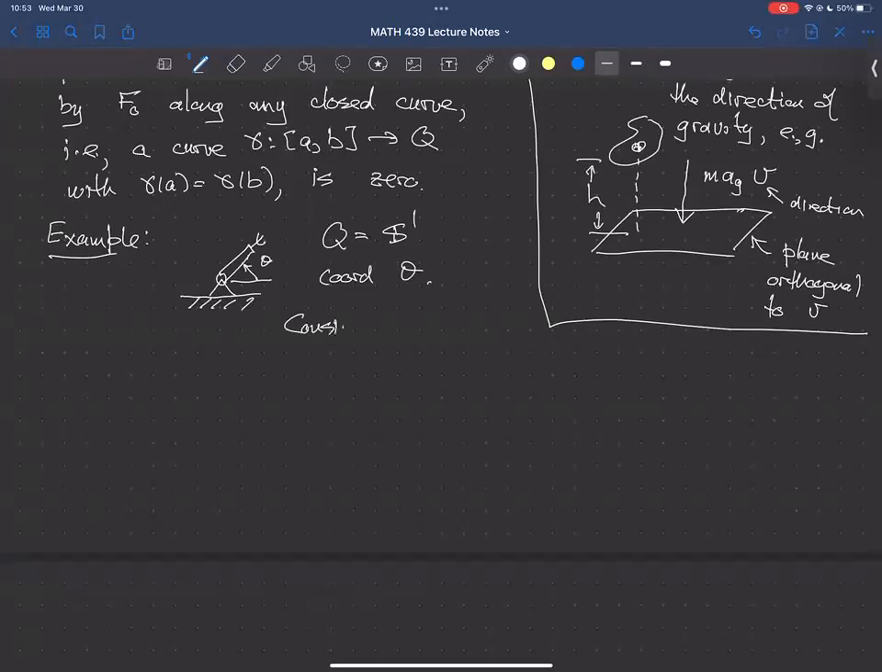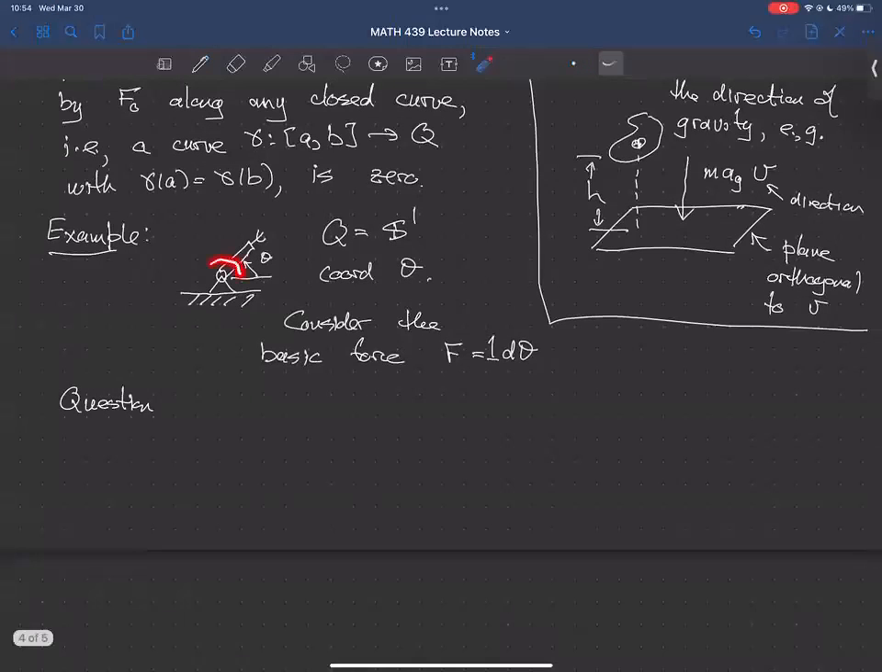Now let's consider the force. Consider the basic force F equals d theta. This is a basic force because the coefficient of that force is 1, and in particular 1 is independent of time and velocity. It's also independent of theta, but for it to be a basic force, it only needs to be independent of time and velocity. This corresponds physically to applying a torque of some constant magnitude, which I'm assuming is 1 in some appropriate set of units. Is F a potential force?